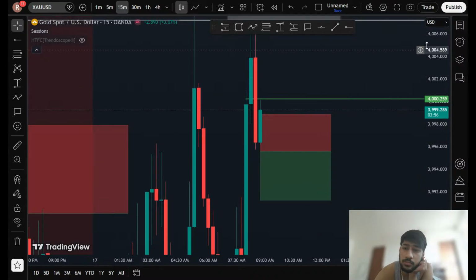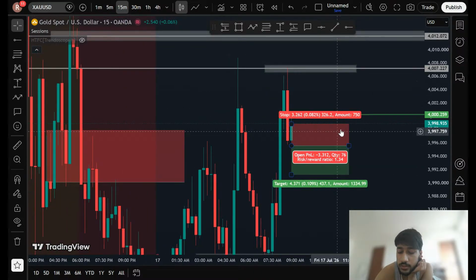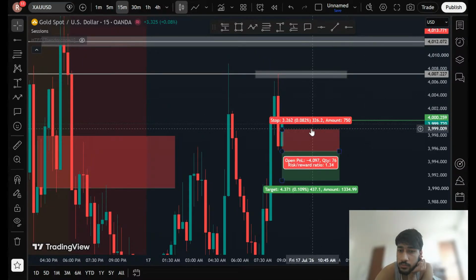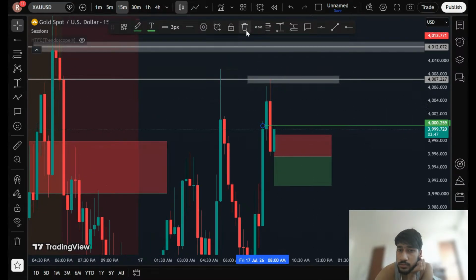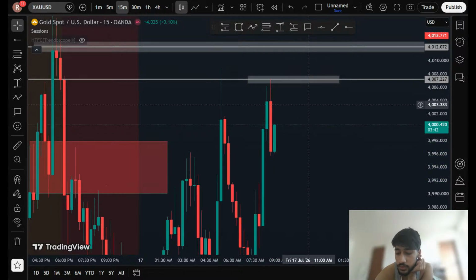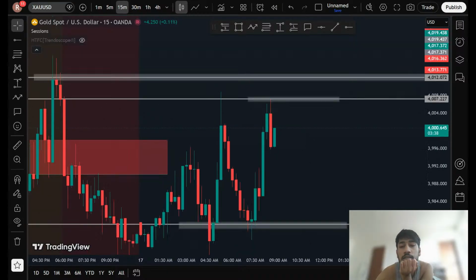And at this point, as this candle is moving bullish and it broke its own high, yeah, the trade is invalid. The sell is invalid.